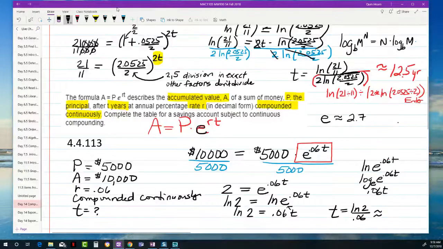Let's get out our calculators. Natural log of 2 divided by 0.06. That's going to give us 11.55 years. Okay, so about 11.5 years at a 6% interest rate compounded continuously for that money to double. So if you started with $1 in the account, then at the end of 12 years you'd have $2. If you started with $1 million in the account, at the end of 12 years you'd have $2 million.